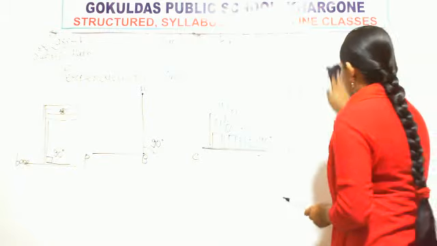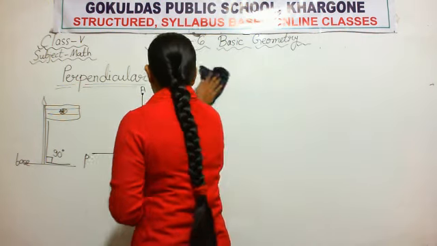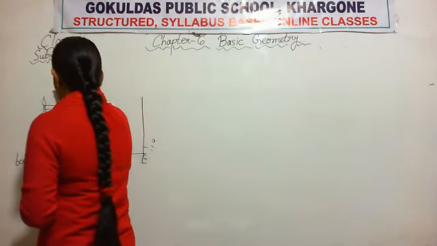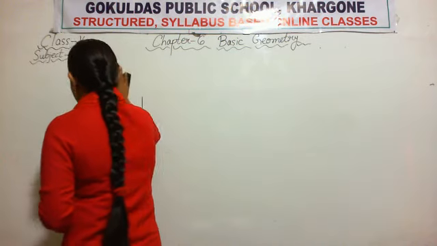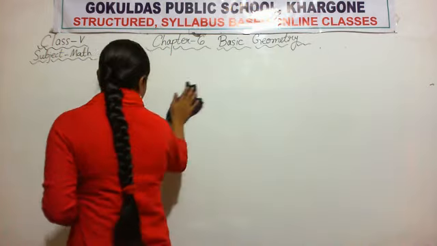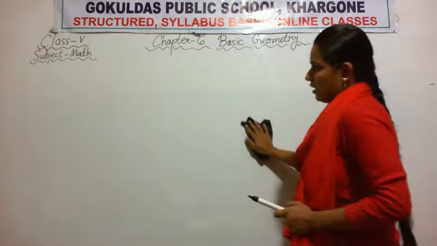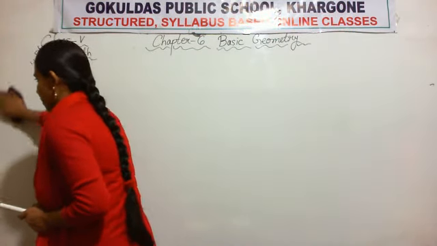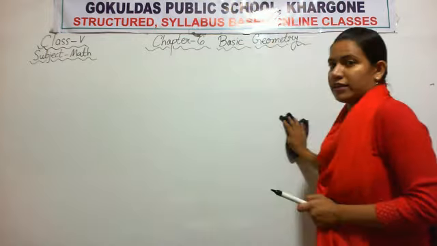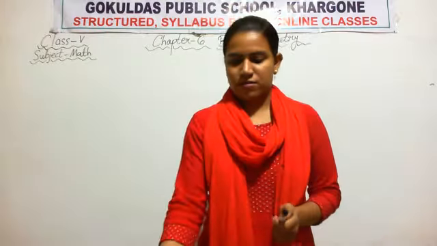Now open exercise 6.4 on page number 110. If a line is making a 90-degree angle with the base, it is called a perpendicular line. If two lines do not intersect or do not cross each other, they are called parallel lines.